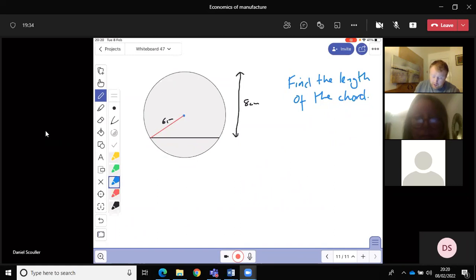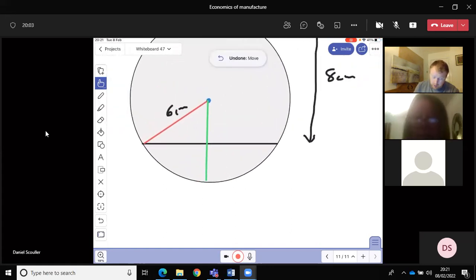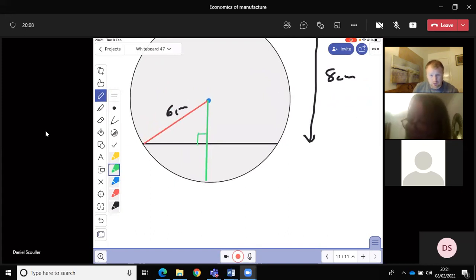If that's all we've got in the diagram, the first step is to draw a line from the centre of that circle to cut the chord perpendicularly. In this case, it's just coming straight down and cutting that. If it's cutting that chord at 90 degrees, then it's cutting it in half. So we've done two things there: created that right angle triangle, and cut that chord into two equal halves.